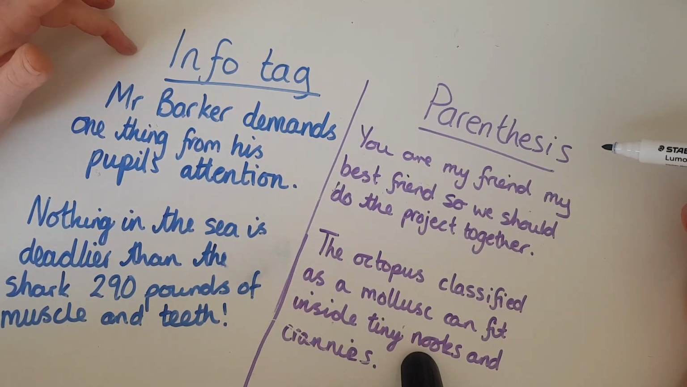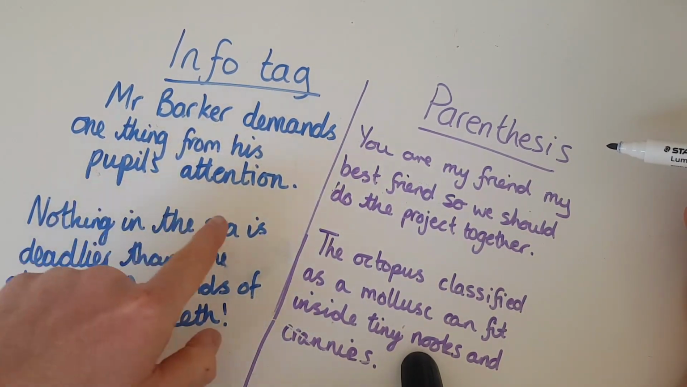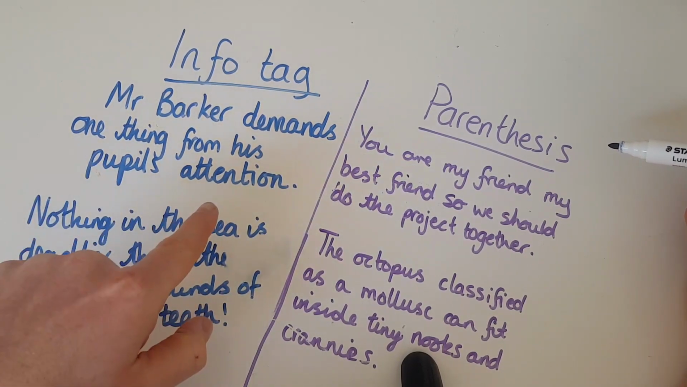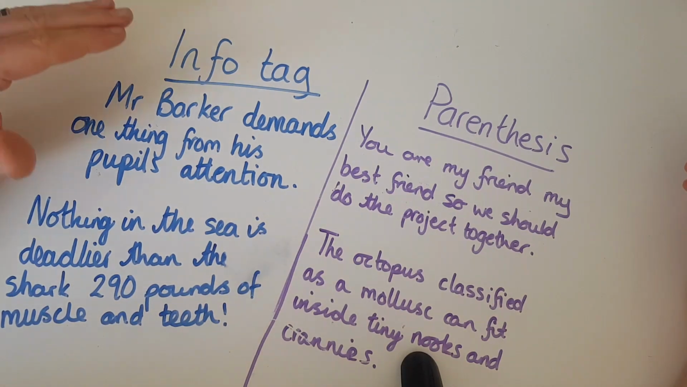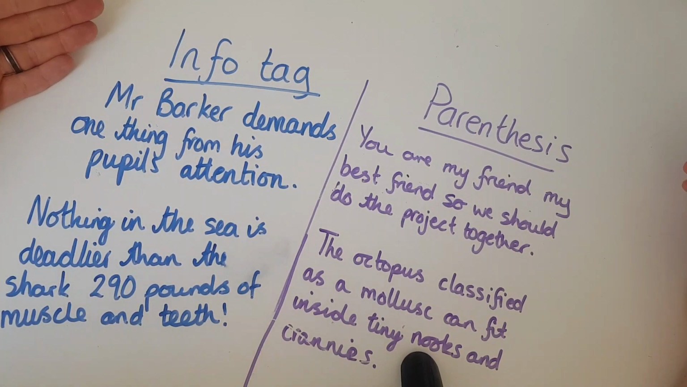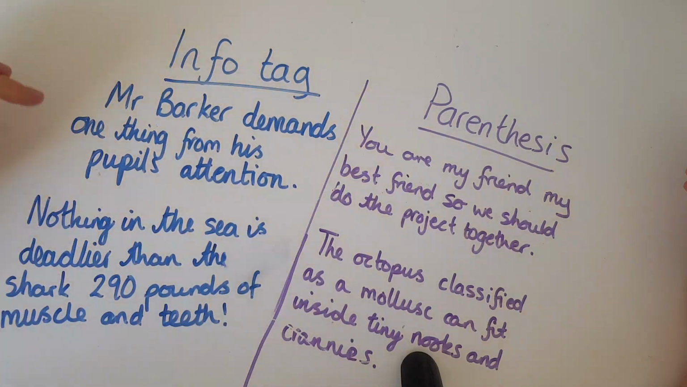So if we look at these examples here on the info tag, I've put a sentence here. Mr. Barker demands one thing from his pupils: attention. Now if I read that as it is, it doesn't quite make sense. If I add a hyphen, sorry, not a hyphen, a dash in that sentence somewhere, it will help it make the sense that I want to make. So remember, it's an information tag, the way I'm looking at it. So I've tagged on the end of the sentence a bit more information. So let's just have a look.